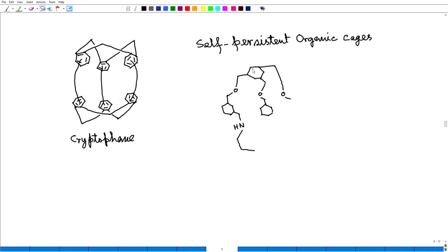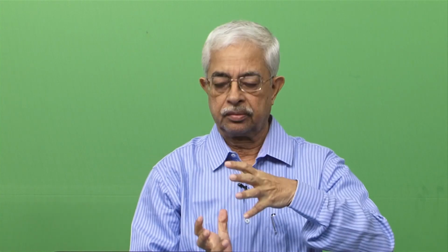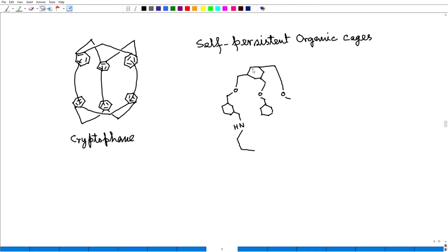So, what happens? You have aromatic bridgeheads, and you have three arms or three bridges attached to the aromatic bridgehead. Because it is an aromatic bridgehead and the three bridges also contain aromatics, as a result, the particular compound, although it is like a cryptand architecture, is non-flexible. This is absolutely non-flexible. That is why whether you put a metal ion in or not, it is always keeping its shape unaltered. That is why it is called self-persistent organic cages.